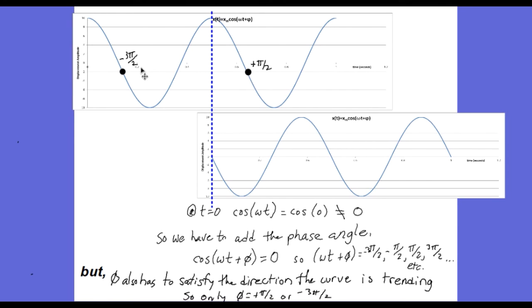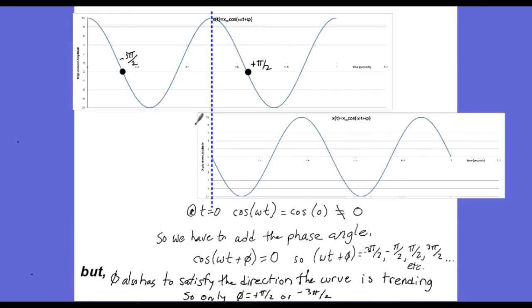But there's only 2 locations where the data is trending downward after the data point, as it is at our t equals 0 point in the graph we want to get the equation for. So this point trending up and this point trending up are not valid numbers for phi. Only this spot and this spot. So our possible phase angles for this graph right here are positive pi over 2 and negative 3 pi over 2.